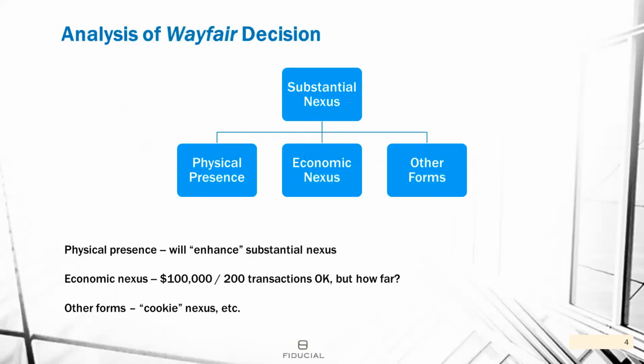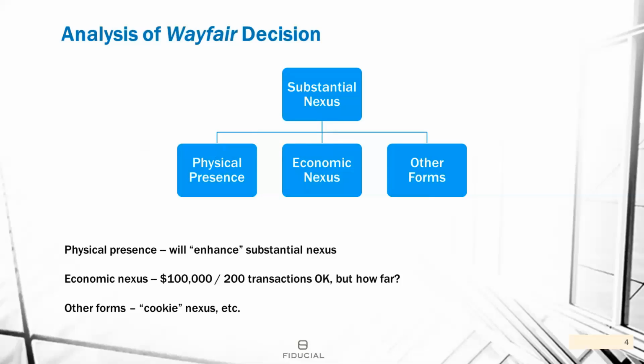So this graphic here kind of gives a visual illustration of the concept of substantial nexus and how it works. So the Supreme Court said that in order for a state to require a seller to collect and pay over sales tax, they have to have substantial nexus within that state. So as I said a few minutes ago, for many years the rule was that you had to have a physical presence within that state, and that's the box there on the left.